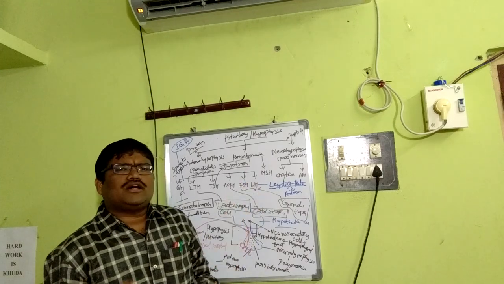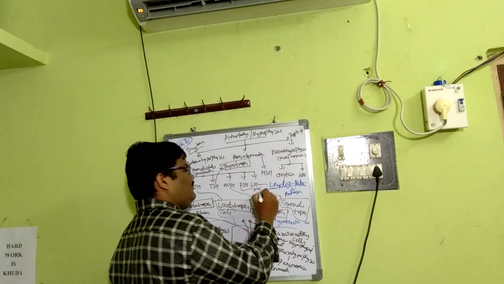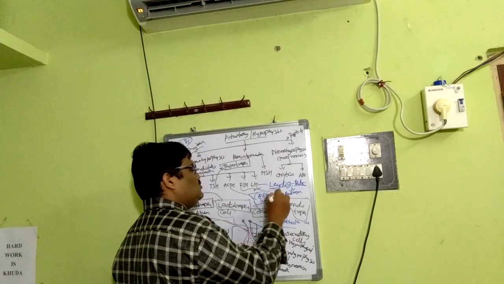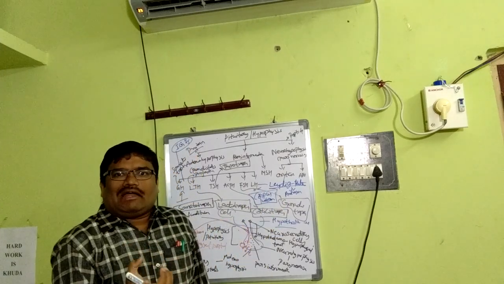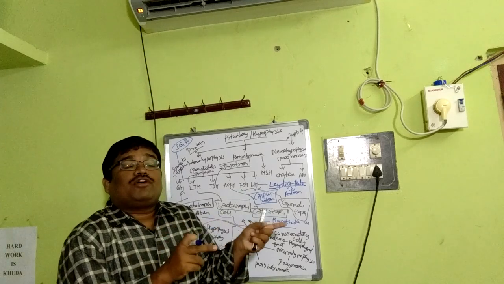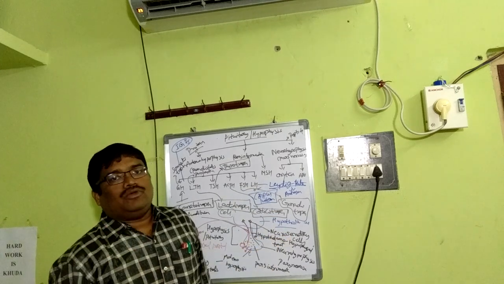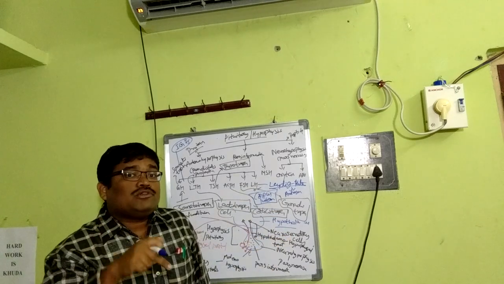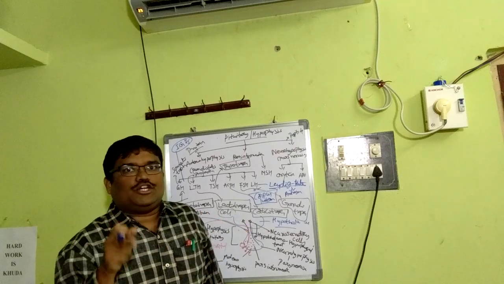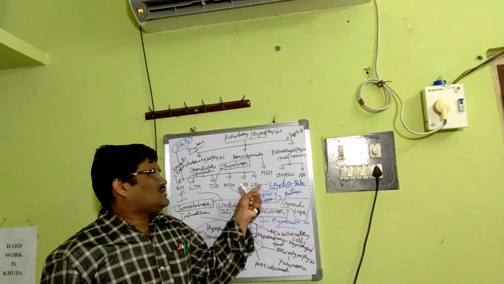Luteinizing hormone is also responsible for ovulation and for the formation of the corpus luteum. How does it form and how is it maintained? The remnant of the Graafian follicle converts into a temporary endocrine gland called the corpus luteum, and this task is done by luteinizing hormone, LH. This corpus luteum is responsible for the maintenance of pregnancy because it releases progesterone. That's the connection.